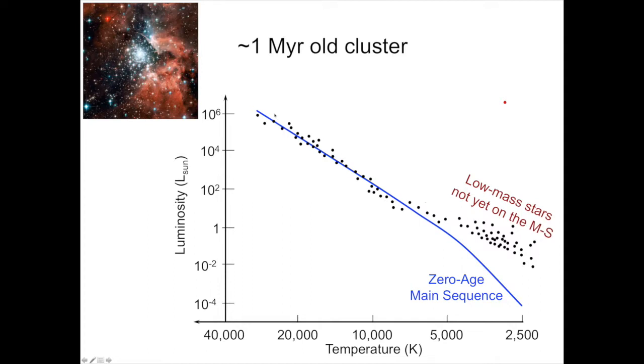Some of you may be sharp-eyed, may have noticed this lonely little point over here. That is the most massive star of all in this 1 million year old cluster. It has long since exhausted its hydrogen and is on its way to becoming a red supergiant. It will eventually go supernova, but not yet.